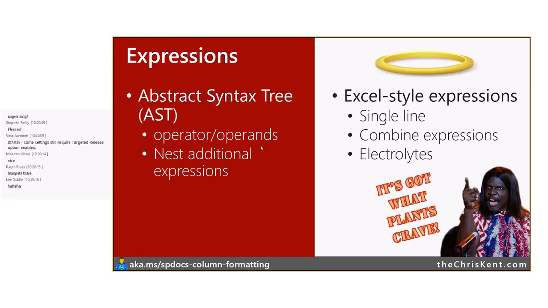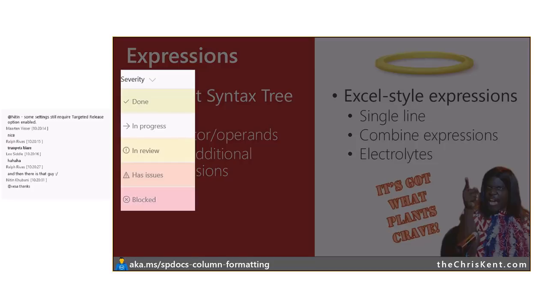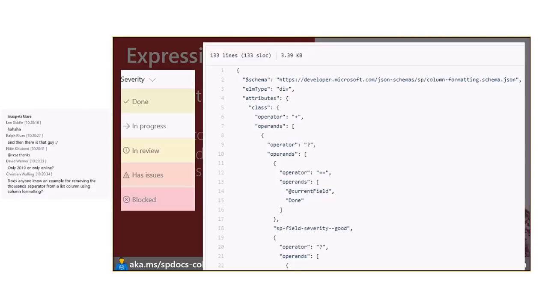So we've got both versions, because the Excel-style expressions for column formatting are something that's only going to be for 2019, and you'll be stuck with these abstract syntax trees. But that's all right. They still work great. So let's take a look real quick. This is kind of the classic example, where you're taking the severity field and applying an icon in one of those SP field severity classes. So if you take a look, this is the original sample for that.